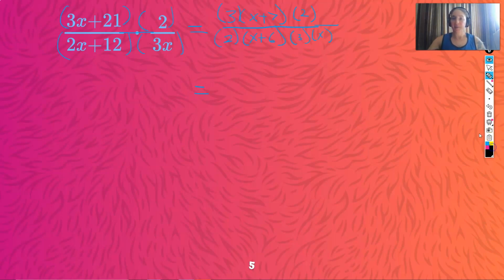Now let's knock out our common factors. So the 3's and 2's I can get rid of. But that's it. So I'm left in the numerator with an x plus 7. And at this point the parentheses are no longer needed. In the denominator it looks like I'm left with an x times x plus 6. And done.